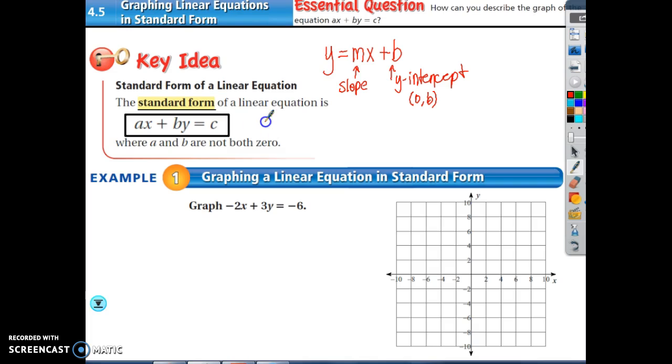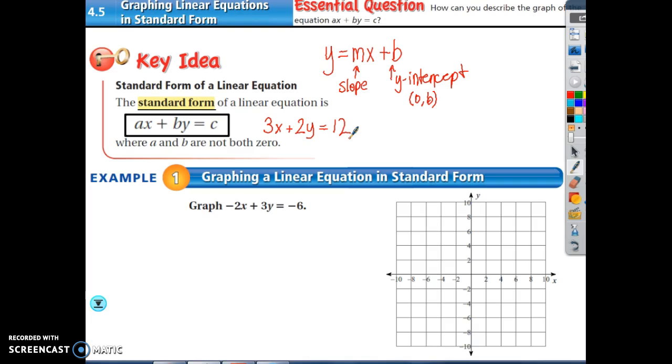So for example, you might have 3x plus 2y is equal to 12. In this case, my a is 3, because that's the coefficient on x. My b is 2, that's the coefficient on y. And my c would be 12. To graph this, we have a couple of options.